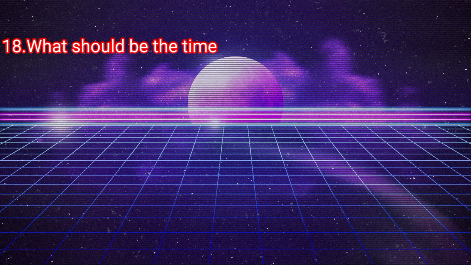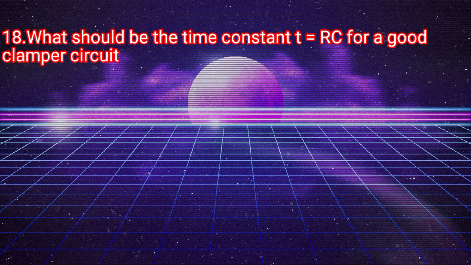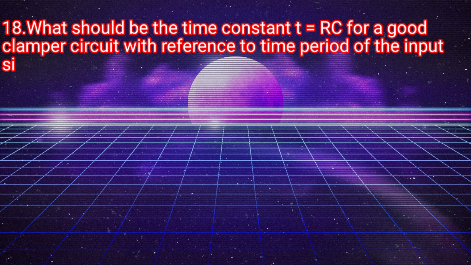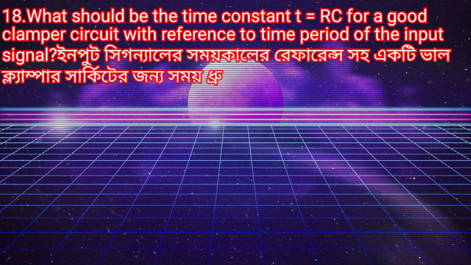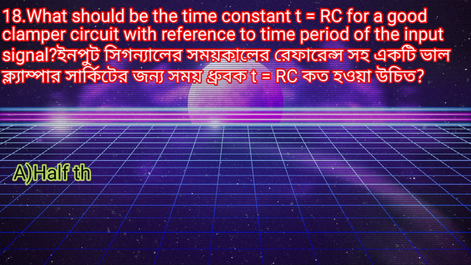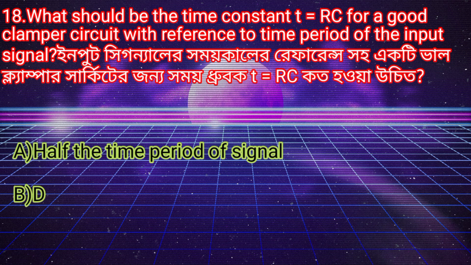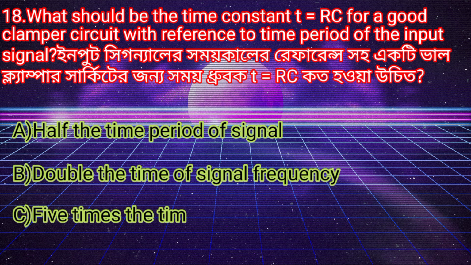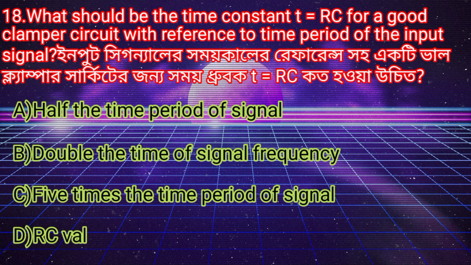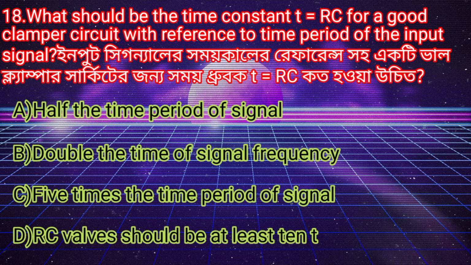What should be the time constant T equal to RC for a good clamper circuit with reference to time period of the input signal? Option A half the time period of signal. Option B double the time of signal frequency. Option C 5 times the time period of signal. Option D RC values should be at least 10 times. উত্তর হবে অপশন ডি RC values should be at least 10 times.